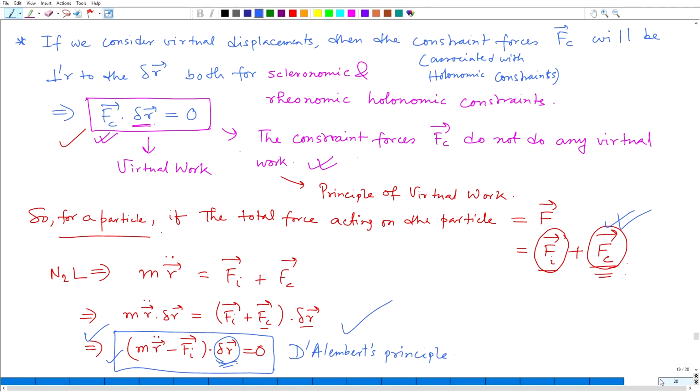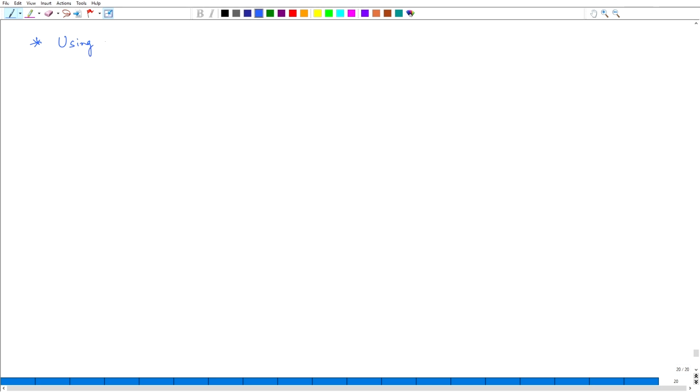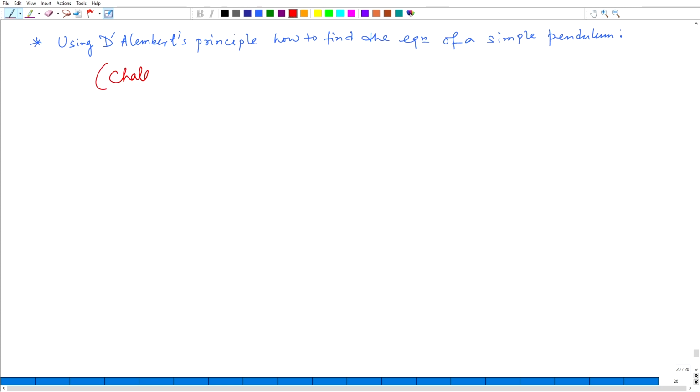Now, just before wrapping this lecture up, I will give you a small example, a small application of D'Alembert's principle: using D'Alembert's principle, how to find the equation of a simple pendulum. The first challenge is that we do not write anything about the tension force. We forget that, and still we want to find the equation of dynamics.